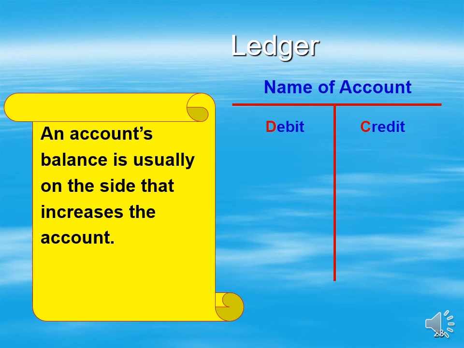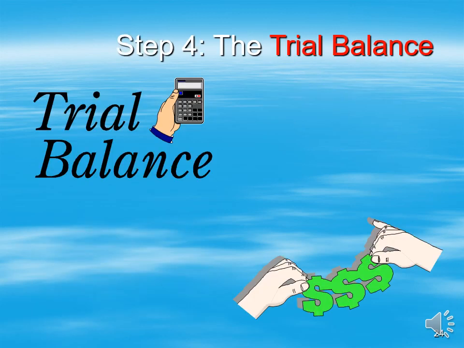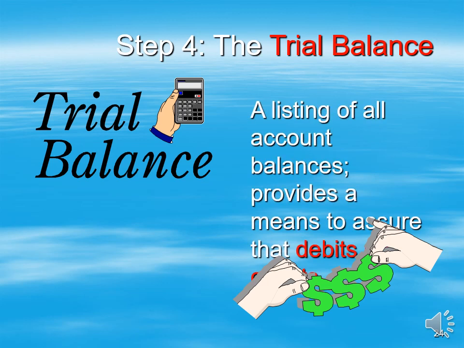Okay, after you get the balances for every account in the ledger, you go to step 4, which is to prepare a trial balance for the business. A trial balance is a list of all account balances, a list of all accounts with their balances.